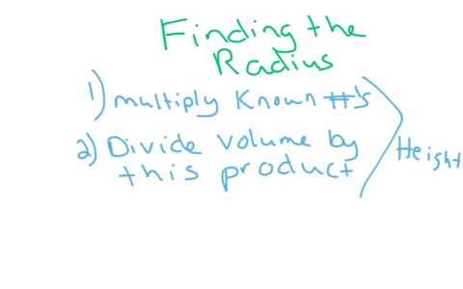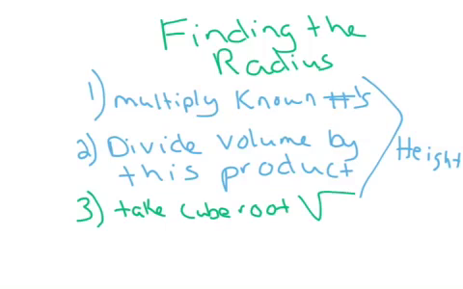Your last step always, which I will put in green since this is dealing with finding the radius, would be you are either going to take the cube root, which looks like that, or the square root, depending on what value we're looking for. If the radius was squared, then obviously we are going to take the square root. If the radius was cubed, then obviously we are going to take the cubed root.